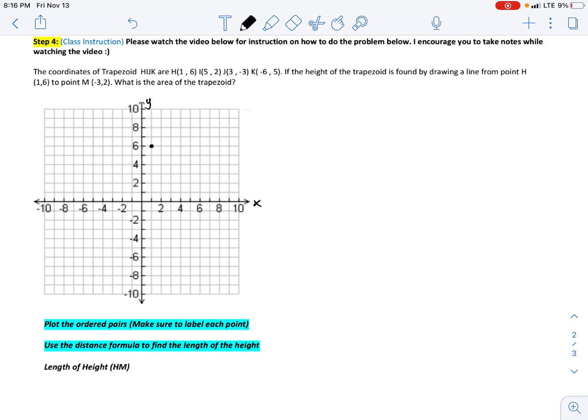So this is my point 1, 6. This is H. Okay, and then I is given by 5, 2. So this is I. And then J is given by 3, -3. And then K is given by -6, 5.